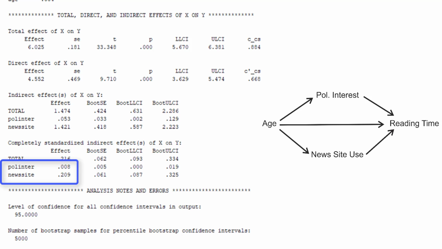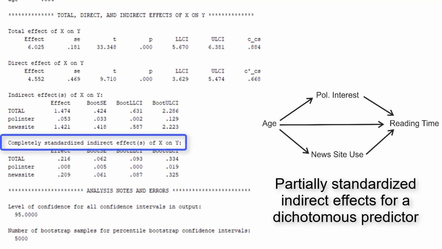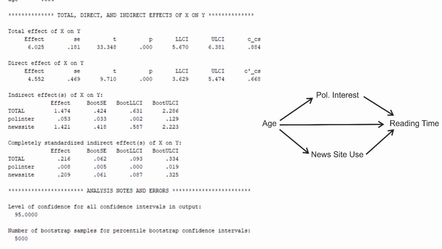If the predictor would have been a dichotomy, for example, participant sex, PROCESS, version 4 and higher, would print partially standardized indirect effects instead of completely standardized indirect effects. We recommend, however, not to use standardized effects in case of a dichotomous independent variable. Instead, interpret the unstandardized indirect effects. These results tell us about the indirect effects and mediation. We cannot check the assumptions of a regression model with PROCESS. If we want to do that, we have to estimate the regression models again in SPSS and check the graphs of the residuals.